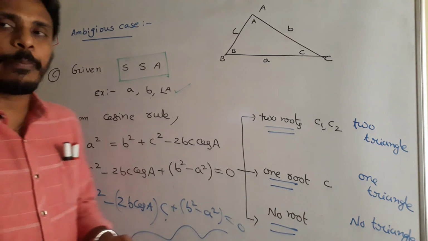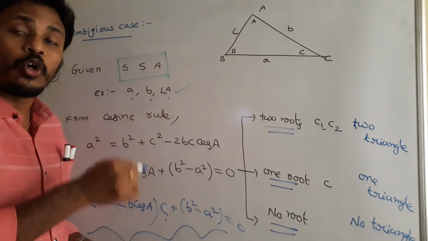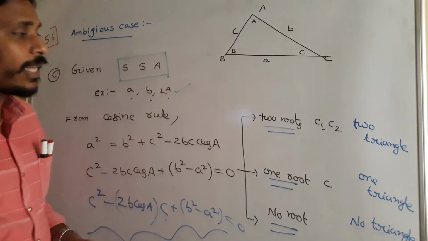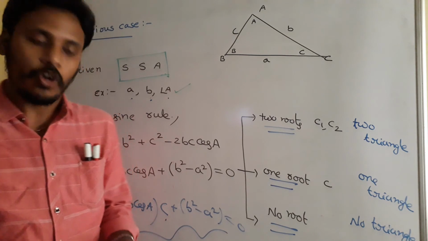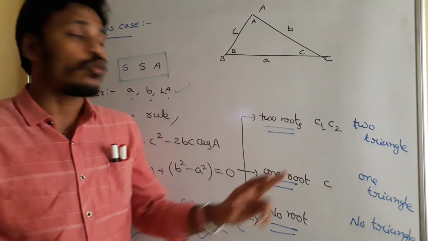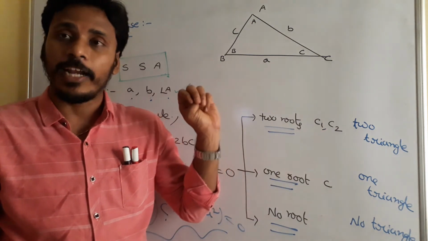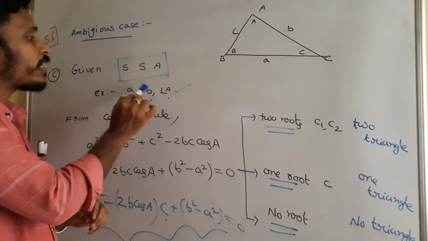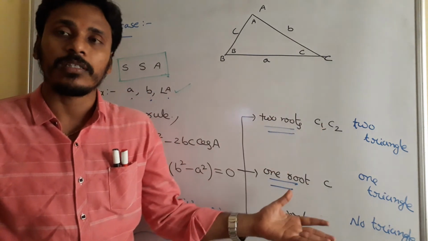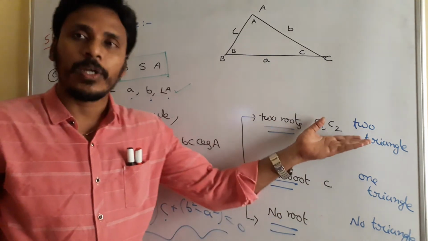We don't know what happens. It depends on the values of small a, small b and angle A. Since we don't know how many roots are possible, that's why we call it a somewhat ambiguous, confused case. If it gives you two roots, you call them C1 and C2, since there are two possibilities for the third side of the triangle, as two sides are already given. After finding two possibilities of the third side, you easily get two triangles. So in this case you will get two triangles.